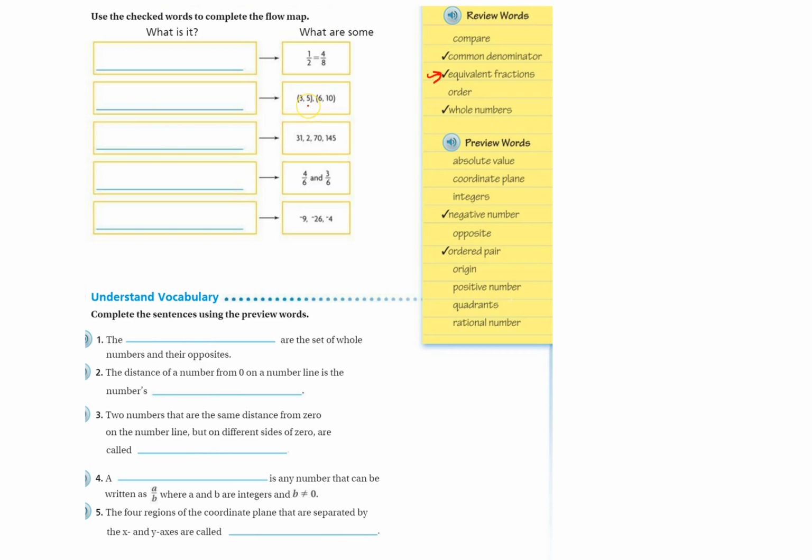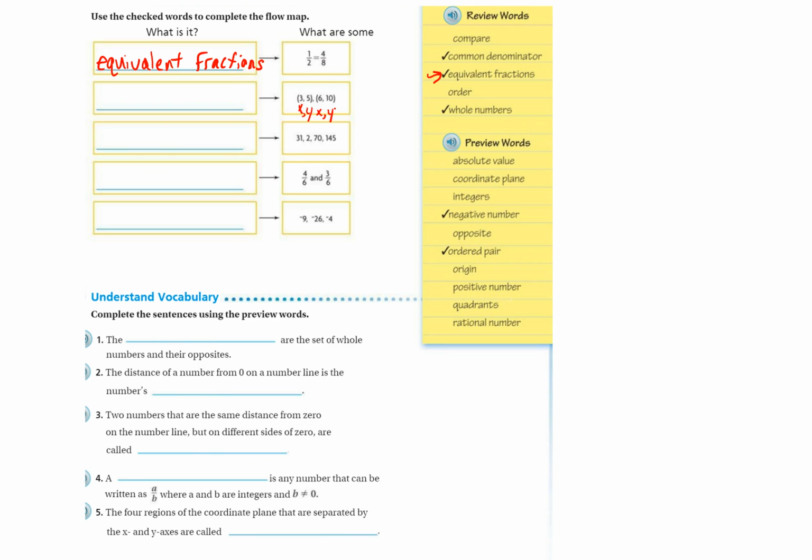All right, the second one. Here, let's go ahead and do that. Okay, the next one shows some points. Whenever you're plotting points, you always have x, comma, then y. So the x is at 3, the y is at 5. And on the other point, the x is at 6 and the y is at 10. It always goes x first, then y.